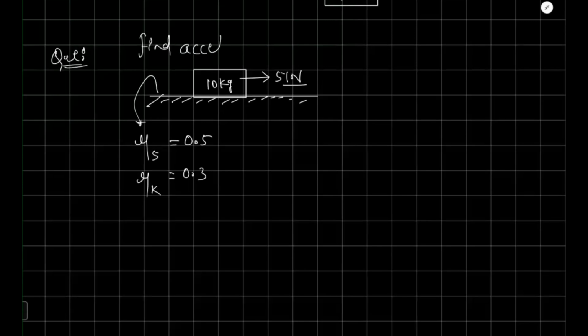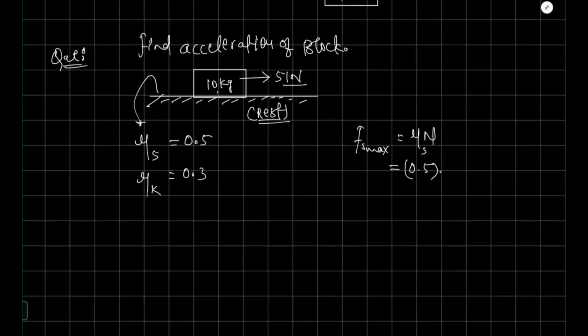Find the acceleration of the block. So what we will do in this question: first we will see what is the maximum static friction that can act, because initially it is at rest. So we'll see the fs max possible, that is mu into N. What is the value of mu s? Mu s is nothing but 0.5. And what is the normal reaction? The normal reaction will be 10g, which is 100 Newton. So we'll get fs max as 50 Newton, and the force acting is 51 Newton.